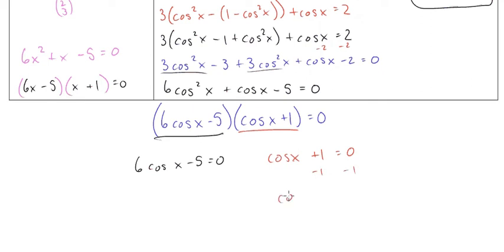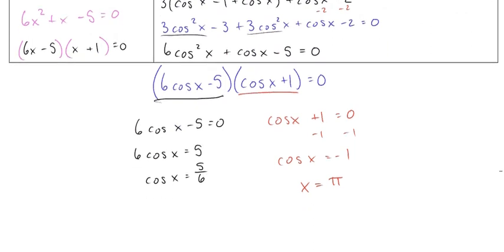That one's going to be a little more straightforward, so let's just deal with that one first. Subtract 1, and where does cosine of x equal negative 1? Well, that's going to be at pi. So x equals pi. For the other side over here, we're going to add 5 to both sides. So 6 cosine of x equals 5. Then divide by 6. So cosine of x equals 5/6. And that's not at one of our angles we know.